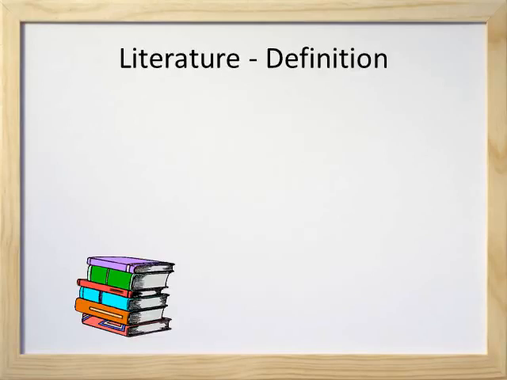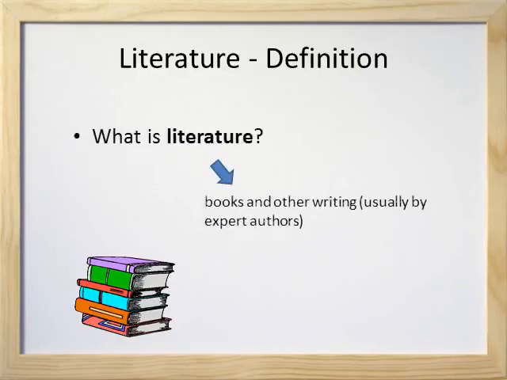To understand literary genres, the first thing we need is a definition of the word literature. So, what is literature? Literature means books and other writing, usually by expert authors.